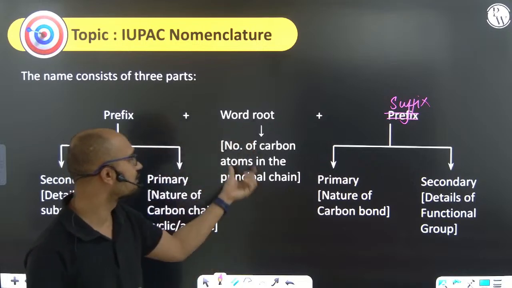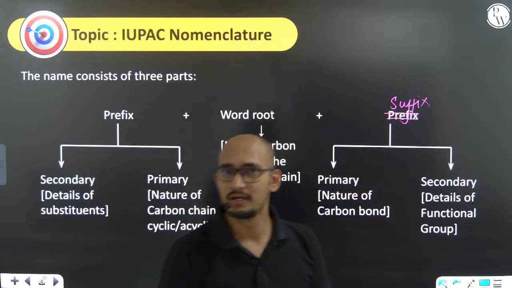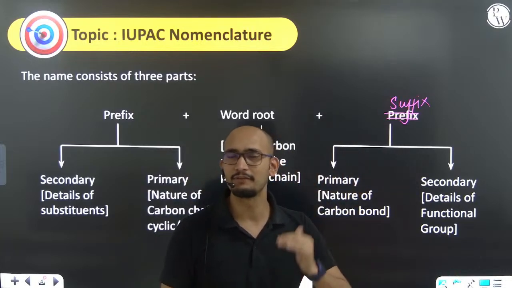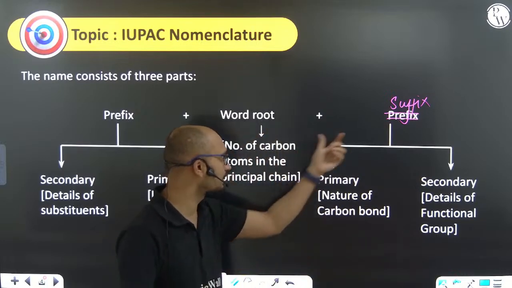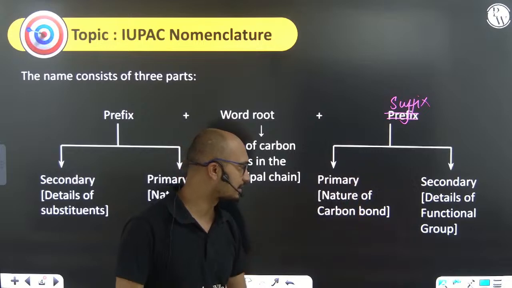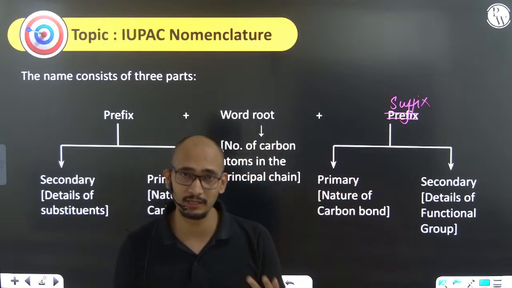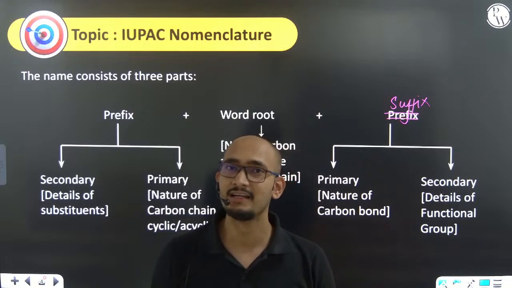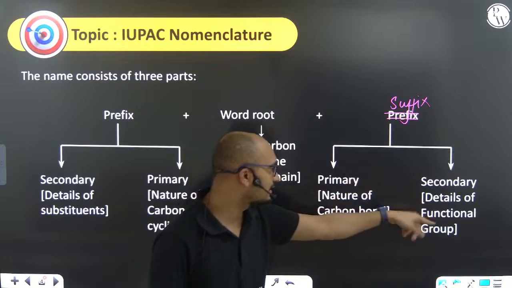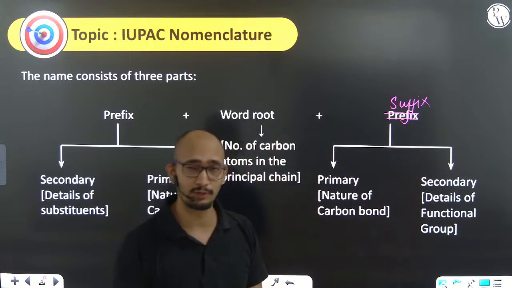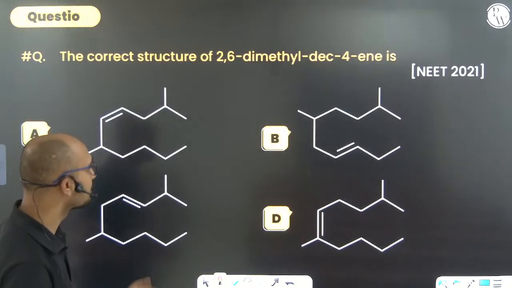Then comes the word root. Word root tells you about the number of carbons present in the molecule. I hope you understand it. If carbon 1, meth; 2, eth. I do not need to tell you. Everyone knows that. Very good. Suffix is primary and secondary. Primary tells you about the nature of the carbon bond, whether there is a single bond, double bond, or triple bond. Single bond means an, double bond ene, triple bond yne. I hope you understand. Next, secondary suffix tells you about the functional group. Let's directly come to the question solving.